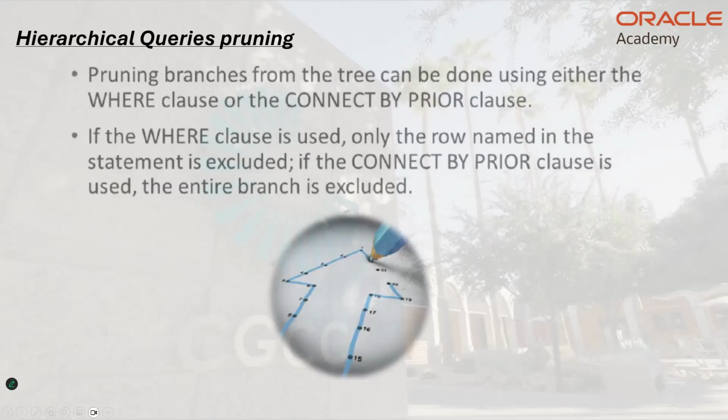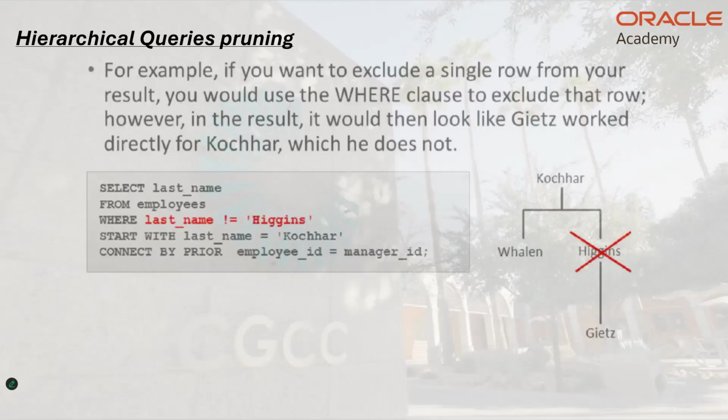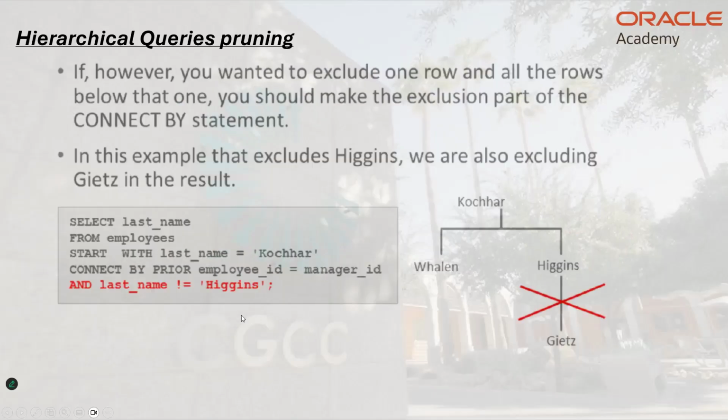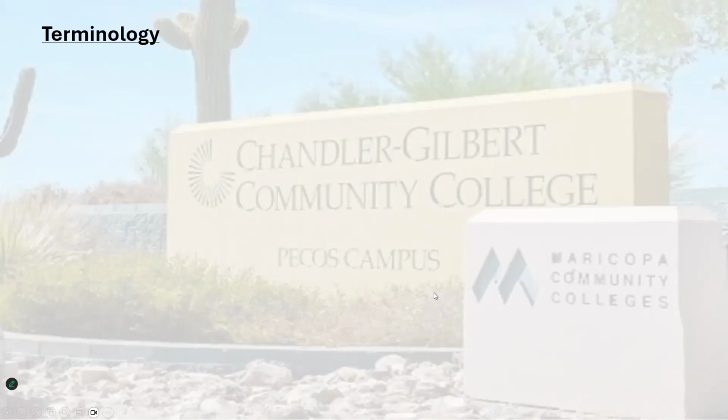So in Oracle, it talks about pruning branches. If someone is fired or terminated and quit, you can simply use the query to X them out. So basically we're saying Higgins is out. And so, a little scenario, if we essentially set a where clause not equal to Higgins, now Higgins is out, or we can actually kill a connection by essentially adding that last name not equal to Higgins. So basically now Higgins is not the boss of Getz and so on.